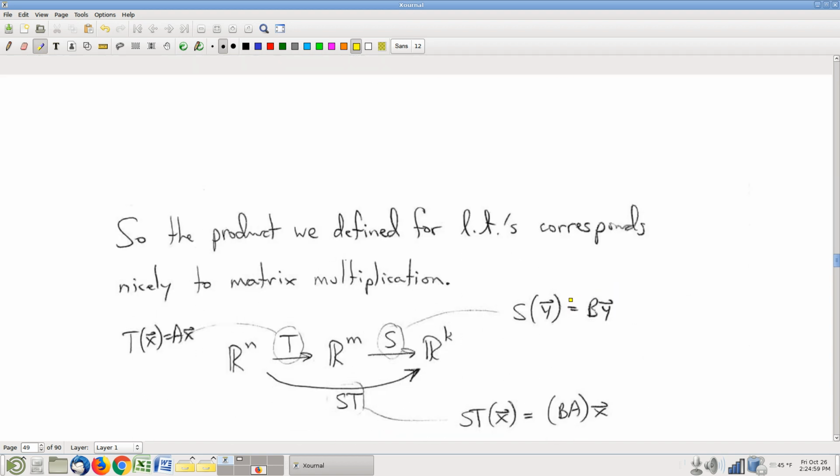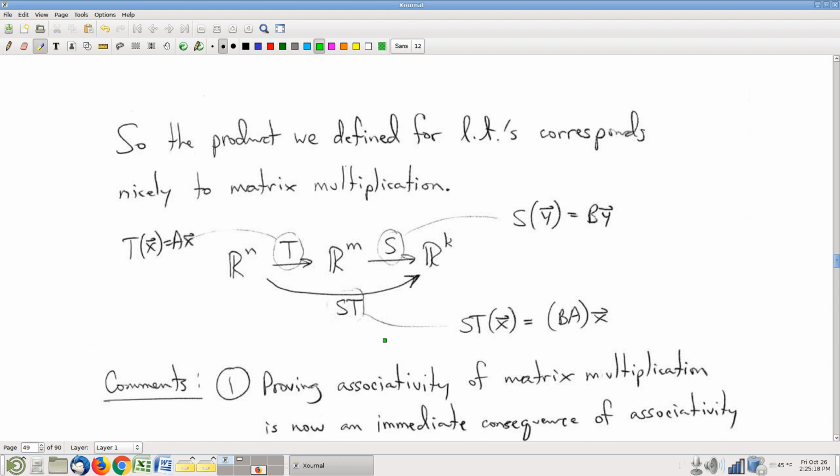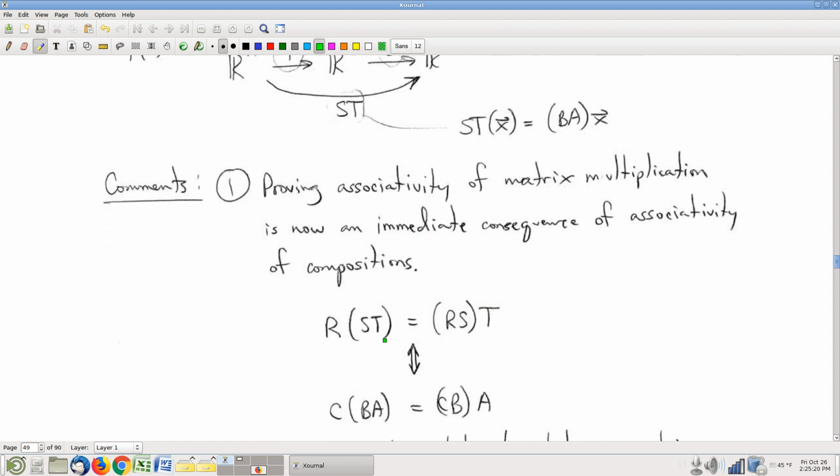Okay, so really, really good news. When you multiply linear transformations in that sense, it's exactly the same as multiplying matrices in the matrix sense. So, don't have to worry about having distinct multiplications. Now, why is this useful? Why is this important? This is actually really, really valuable.